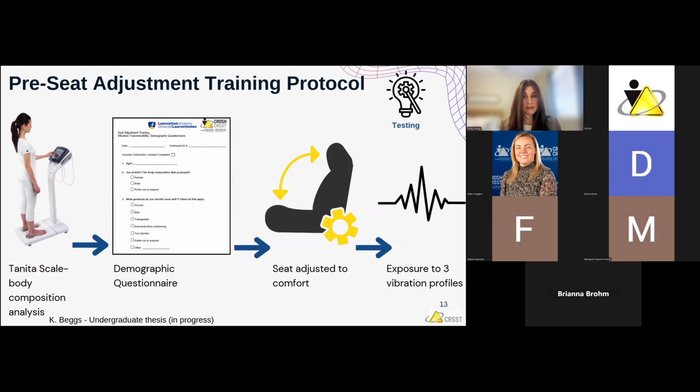So now for what actually happened, we had participants come to the lab. They completed this body composition analysis, a demographic questionnaire, and we attached all the accelerometers. And then they adjusted their seat to comfort without direction, and were exposed to three 5-minute vibration profiles, so low, medium, and high, in a randomized order.